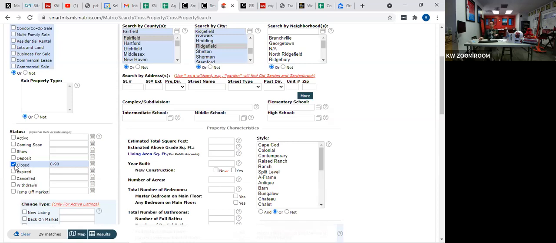How we turn that into month supply of inventory is we click off of closed and onto active. And right now we have 10 properties on the market. 10 properties on the market divided by the absorption rate of 9.67. You don't have to be a math genius to figure that one out, right? It's just a smidge over 1 month supply of inventory.